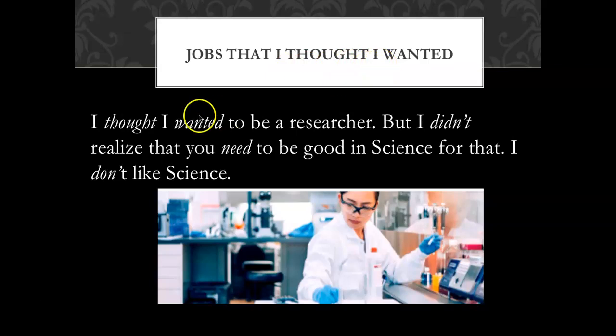Jobs that I thought I wanted. I thought I wanted to be a researcher, but I didn't realize that you need to be good in science for that. I don't like science. So thought I wanted, that's your past tense sentence. Didn't is also another past tense sentence. Need and don't like, those are your present tense sentences. Remember, if they are facts or they're true, you have to use the present tense for that.